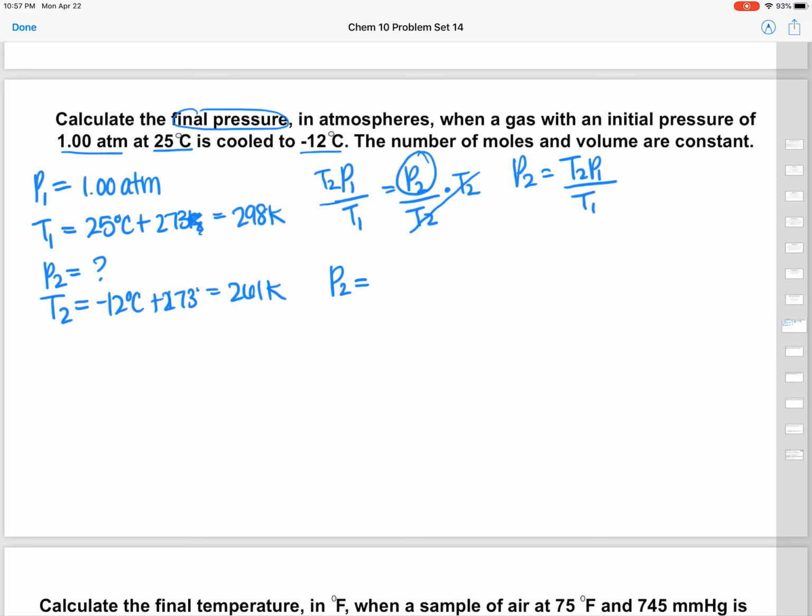Okay, our first one is T2, which was 261 Kelvin, times P1, which was 1.00 atm, and that's over T1, which was 298 Kelvin. You can cancel out your Kelvins, which leaves you with atm, which makes sense because we're solving for pressure. And if you work that out on your calculator, your answer should be 0.875 atm. Remember your sig figs. And there you go.